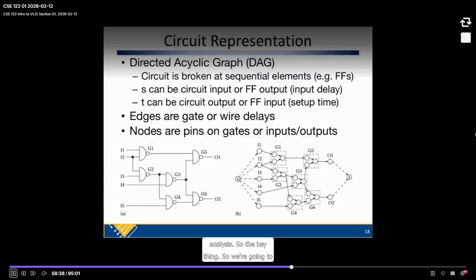So the key thing, we're going to start thinking of a circuit as not a netlist. We're used to seeing the view on the bottom left where we have logic gates, they have inputs, outputs, wires connecting between things.